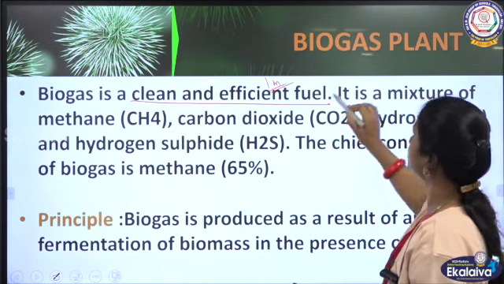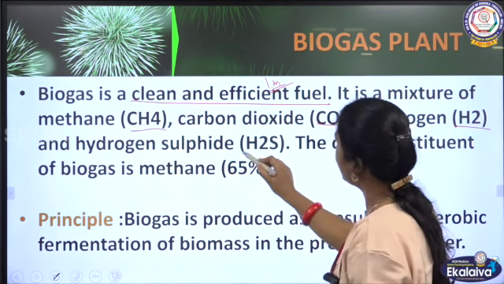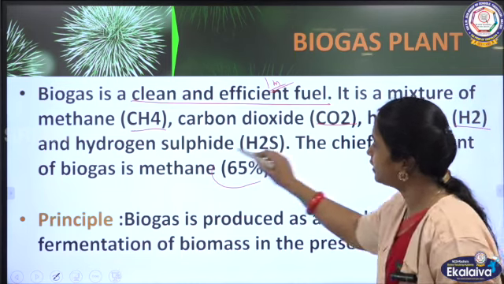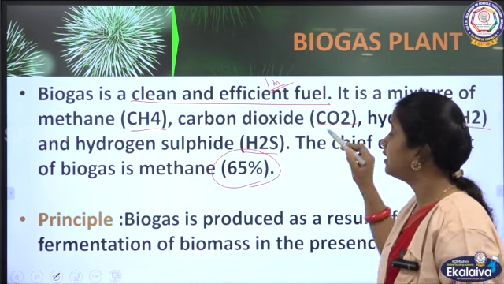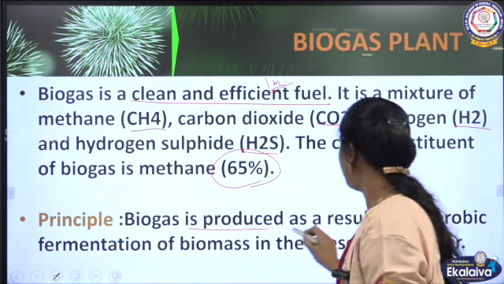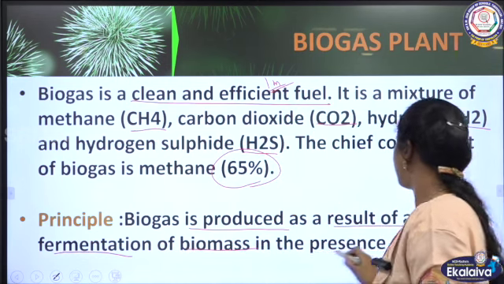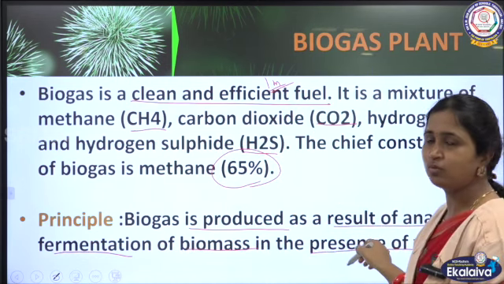So what is it a mixture of? Methane, carbon dioxide, hydrogen sulfide and hydrogen gas. Here the predominant one is methane, I told you already, 65%. What is the principle of this? It's produced as a result of anaerobic fermentation of biomass in the presence of water. So it requires water also.